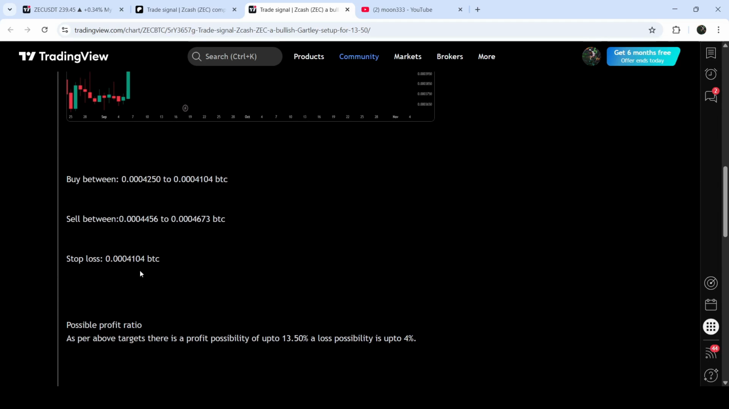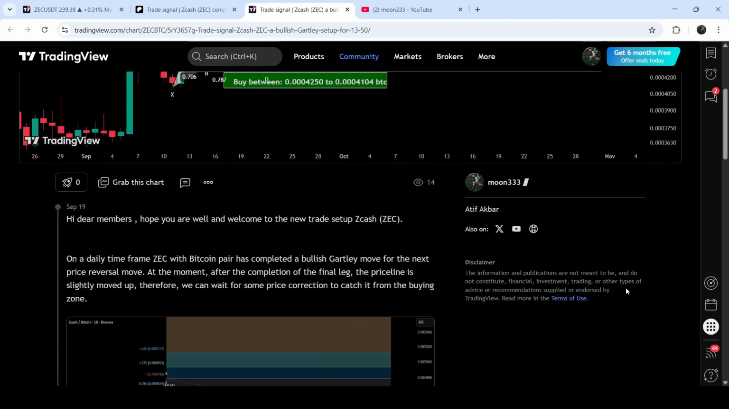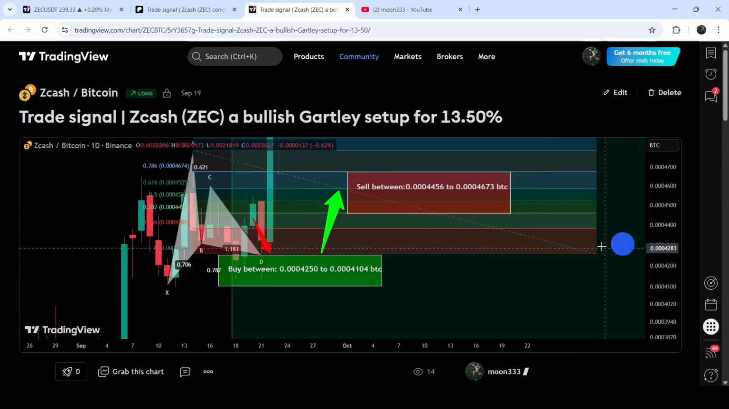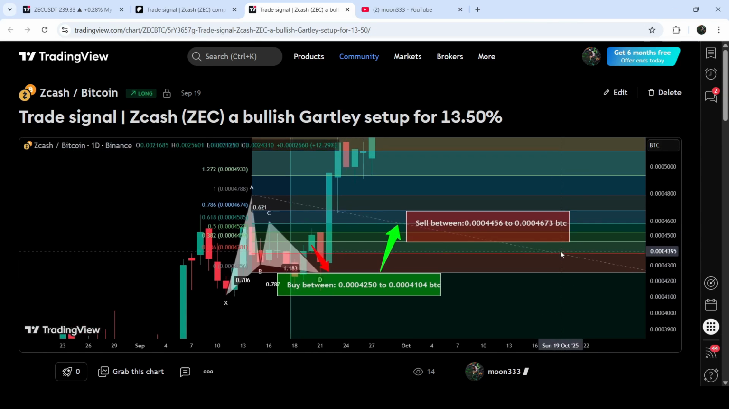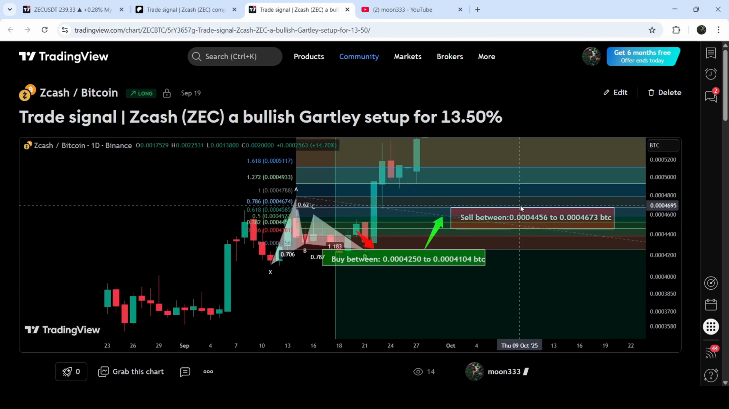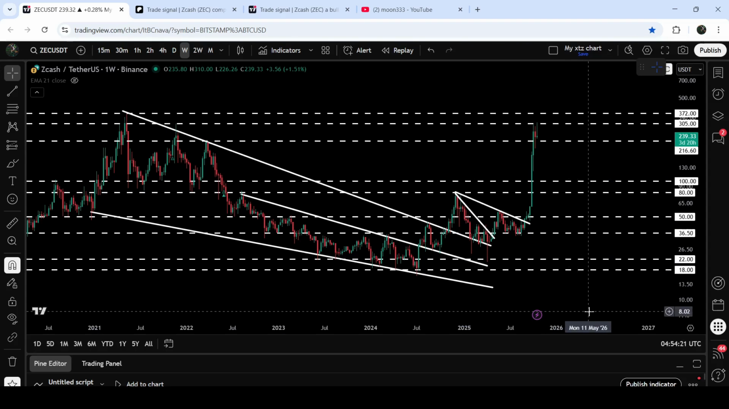Like this is the buying zone, sell target zone, and the stop loss. And in order to see how the price line moved after sharing this signal, you need to click here. And after that, it will show you how the price line moved up from the buying zone and rallied to the sell target zone. Now let's move to the live chart of Zcash.